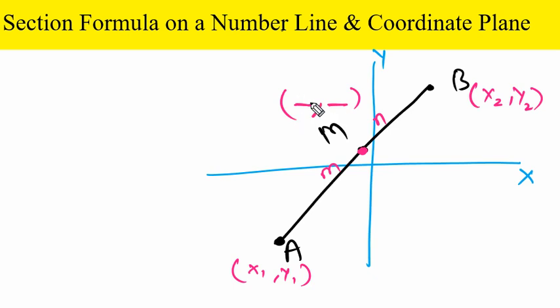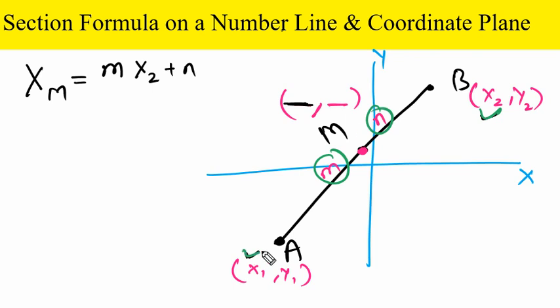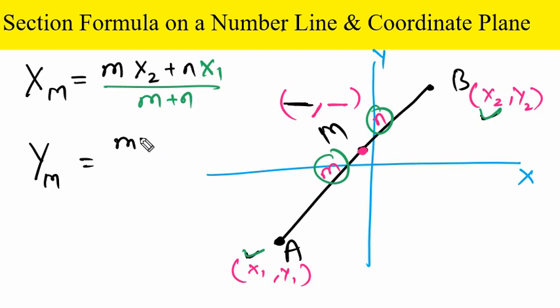To find the x coordinate of point M, it will be m multiplied with x2 plus n multiplied with x1. Only take the x coordinates, only this and this. This multiplied with this and this multiplied with this, over m plus n. Now what about the y coordinate? Similarly, the y coordinate of this point will be my2 plus ny1 over m plus n. That's it. That's how you will find the coordinate of a point on a number line and in the coordinate plane.